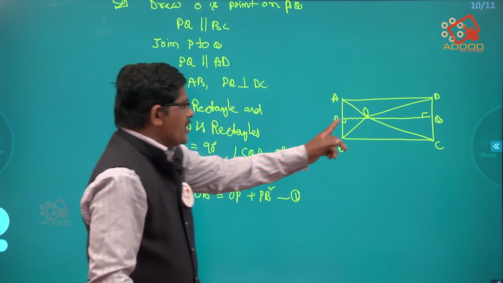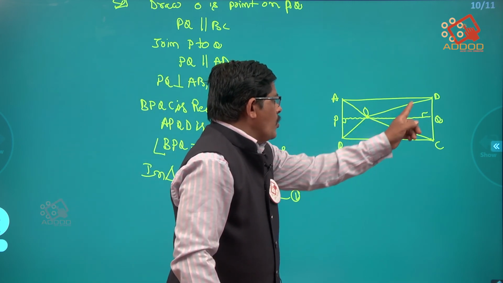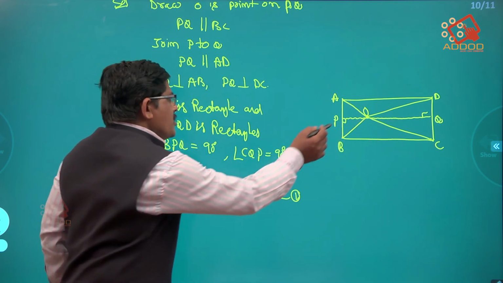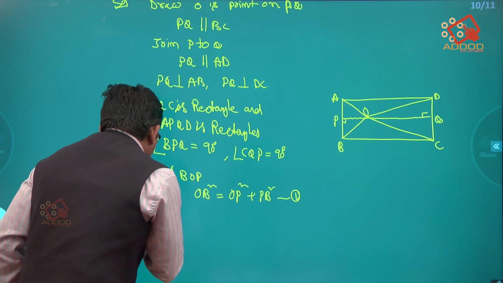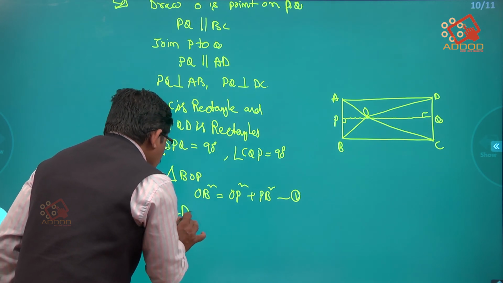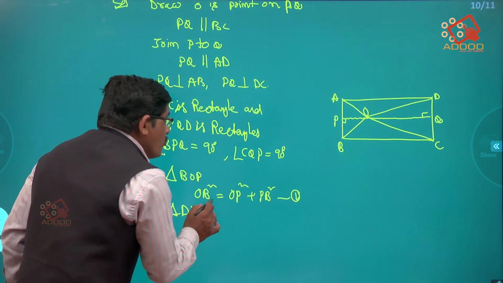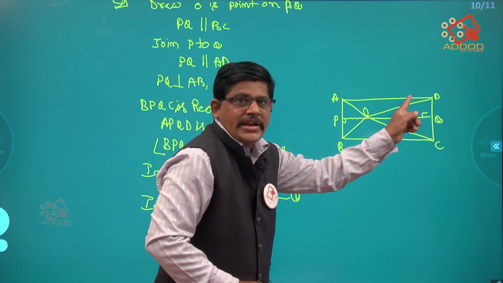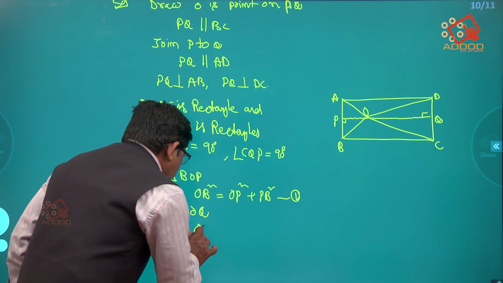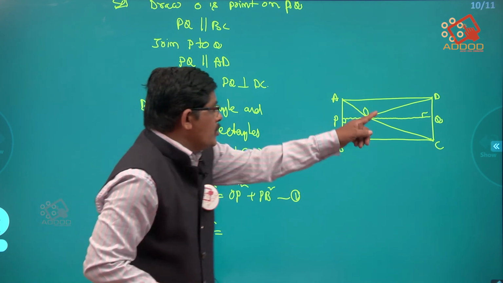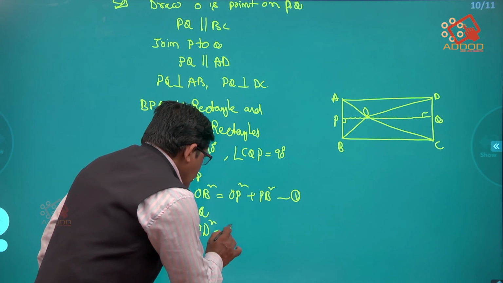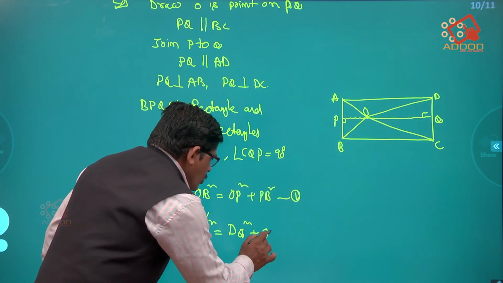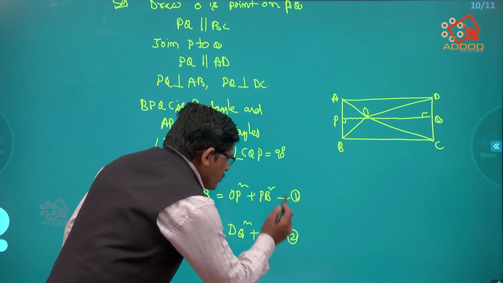And next, take triangle OQD, or QOD, or DOQ, take in any way. In triangle DOQ, here it is 90 degrees, the opposite side is called the hypotenuse side. Here OD square is equal to DQ square plus OQ square. It is equation number 2.